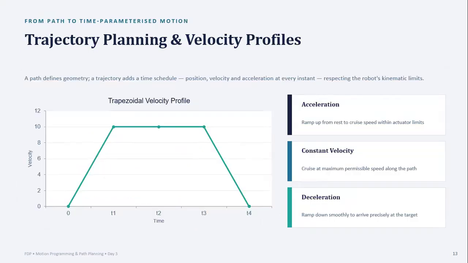Next method is trajectory planning. Here, a path specifies where the robot should move. Trajectory specifies how and when the robot should move within the workspace. Trajectory planning defines the position, velocity, and acceleration throughout the motion. The trapezoidal velocity profile is one of the most widely used profiles because it provides smooth acceleration, constant speed travel, and controlled deceleration, reducing vibrations and improving positional accuracy.